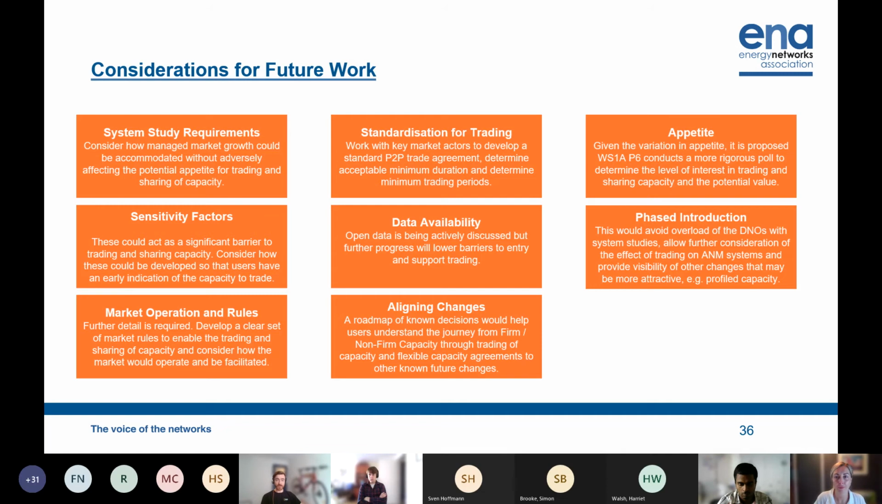Also onto appetite, we can debate the theory of this as much as we want, but if nobody actually wants these services, then all of this work might be wasted. So we need to make sure it's appealing and understood. And just to say that all of these changes will obviously need to be implemented in the DNOs gradually, as we might not fully understand what their impacts are on other services. So next slide, please.